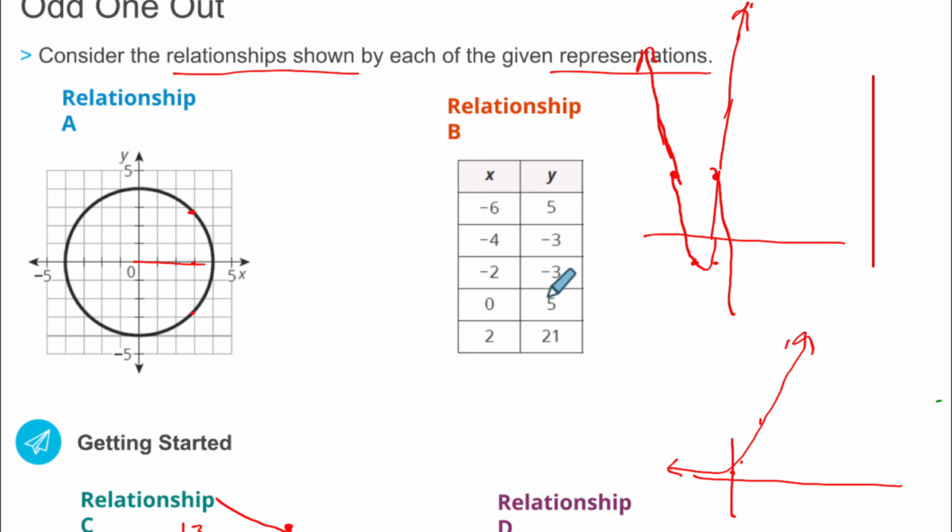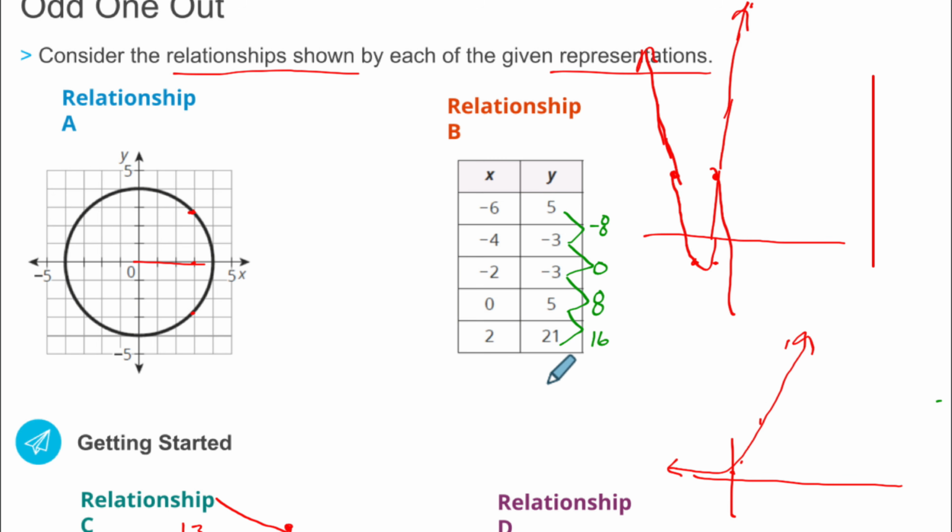If you have a table of values, and you find the differences between the points, in other words, how far is it from 5 to -3? I would say you got to go down 8, right? To get from 5 to -3, you got to go down 8. And how far do you have to go to get from -3 to -3? You have to go 0, because it's the same, right? And how far do you have to go to get from -3 to 5? 8. And then lastly, 5 to 21 is 16.